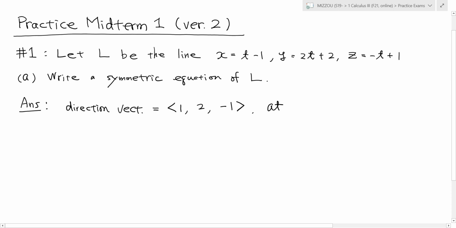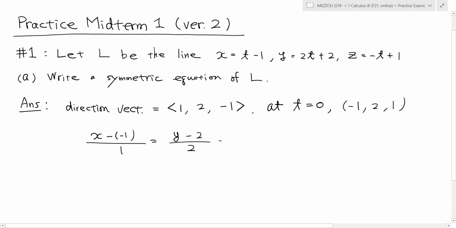Then you have to find one point the line goes through, and that point can be any point, but the easiest way is to set t equal to 0, and we get (-1, 2, 1). This is one point the line goes through. From this, you can write the symmetric equation as (x minus 1) over 1, equals (y minus 2) over 2, and that is equal to (z minus 1) over -1.